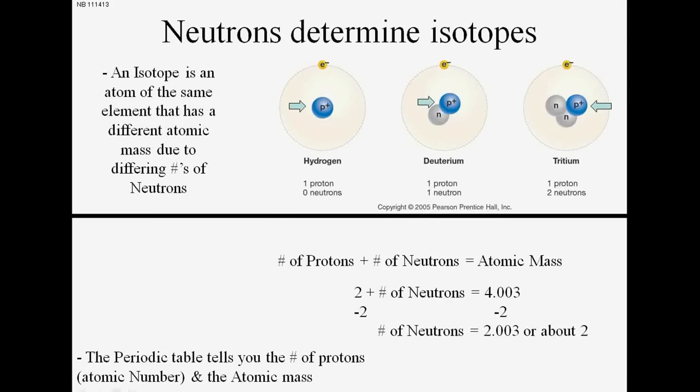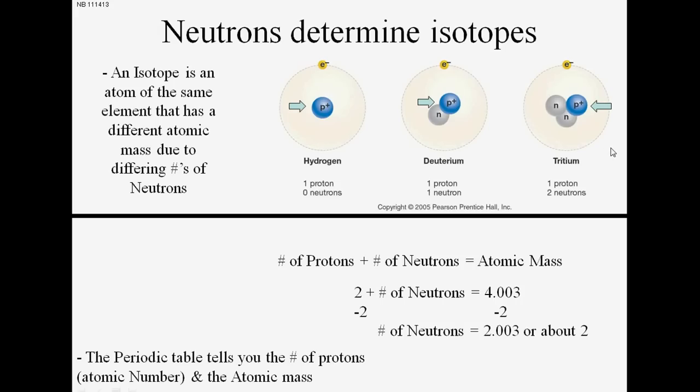Now, neutrons are the second subatomic particle that we'll speak about. Neutrons determine isotopes, and remember, an isotope is an atom of the same element that has a different atomic mass due to differing numbers of neutrons.